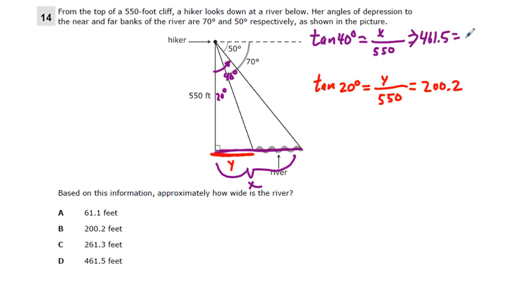and that's going to be equal to x. And down here we have this 200.2 is equal to y. And so we want x minus y equals 461.5 minus 200.2.